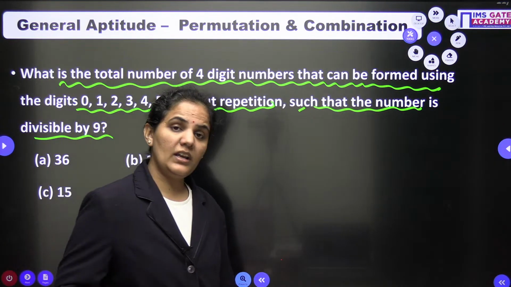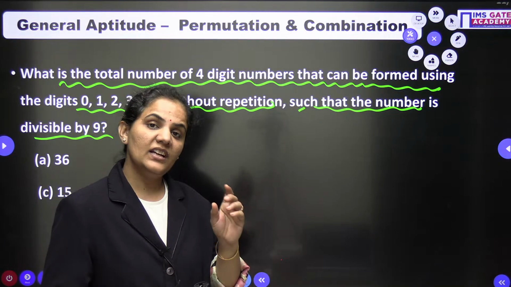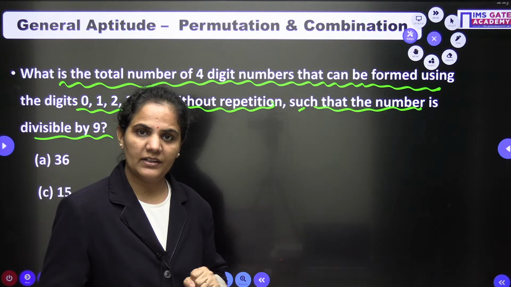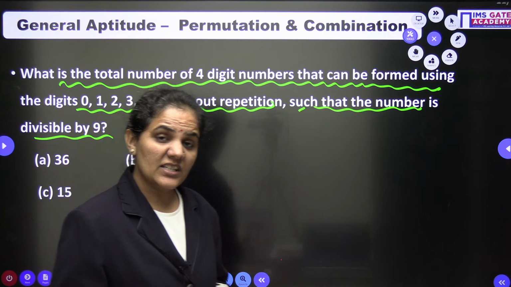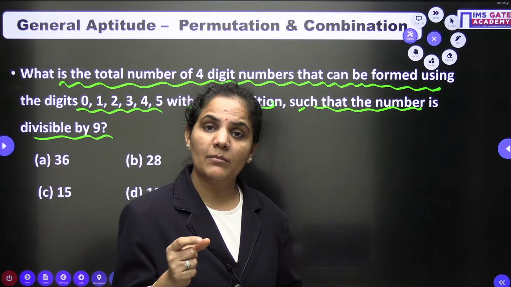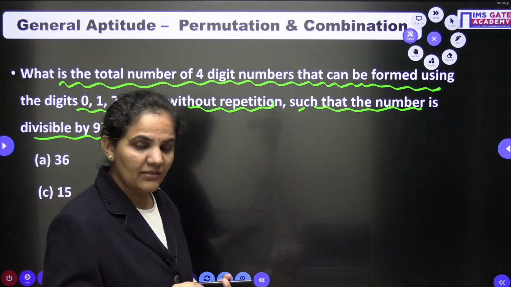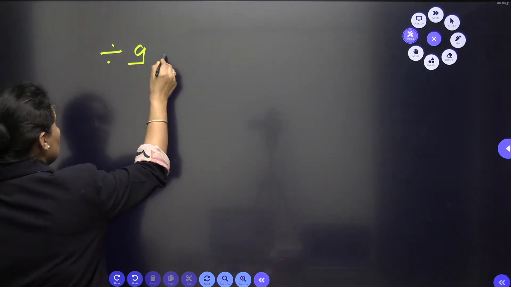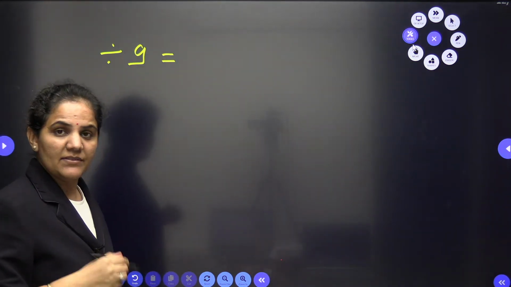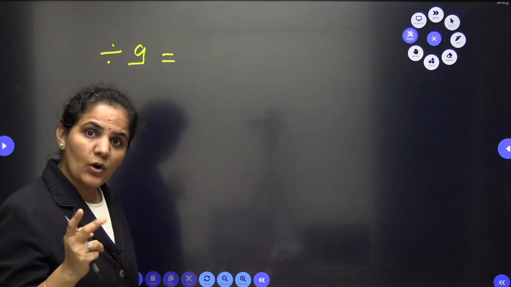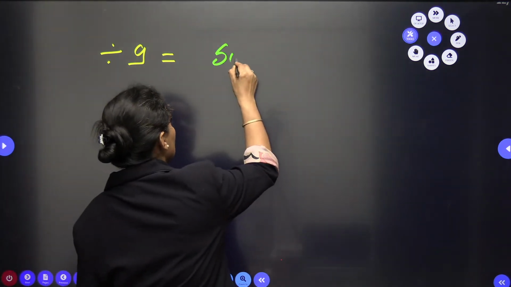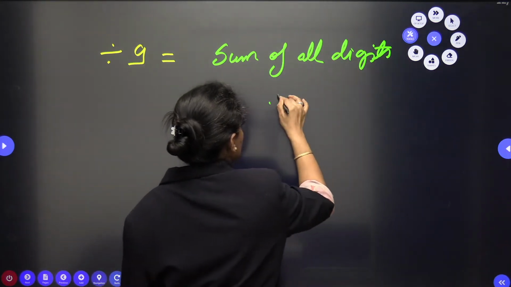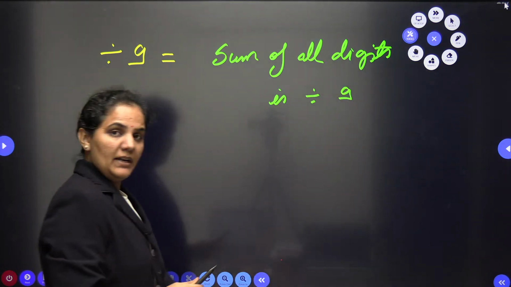Let's check it out. So first of all, now we need to understand, as I told you beta, that here we need to identify two things. First is the 4-digit number, definitely, made by the given digits. Second is that the number must be divisible by 9. So do you know the divisibility rule of 9, or how we can identify a number is divisible by 9 or not, right? If the sum of all the digits is divisible by 9, then the number will be divisible by 9.